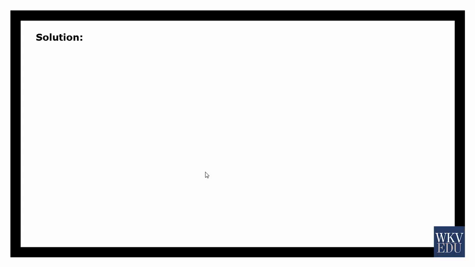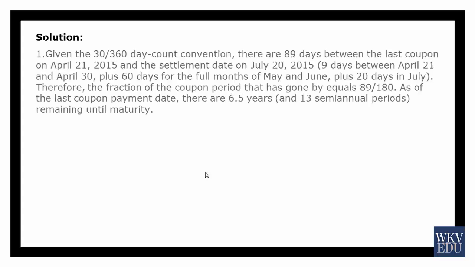Given the 30/360 day count convention, there are 89 days between the last coupon on April 21st and the settlement date on July 20th. That is 9 days between April 21 and April 30, and 60 days for the full months of May and June, plus 20 days in July. Therefore, the fraction of the coupon period that has gone equals 89/180. As of the last coupon payment date, there are 6.5 years, that is 13 semi-annual periods remaining until maturity.